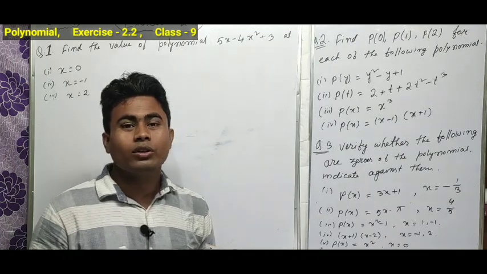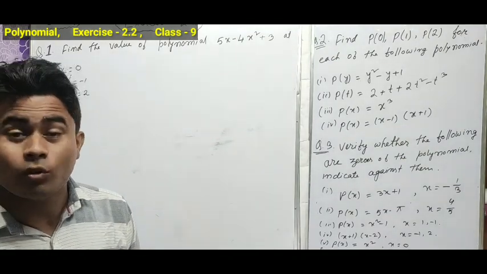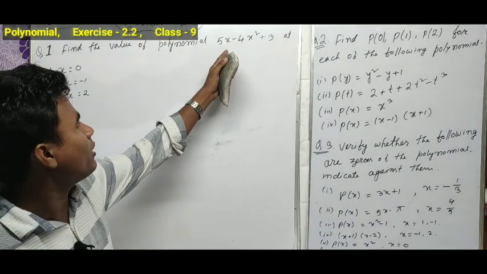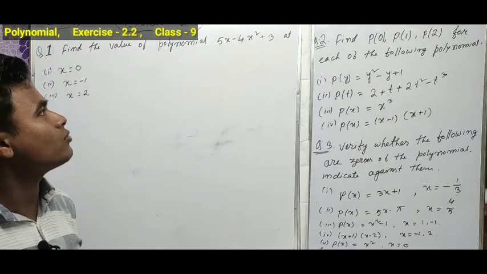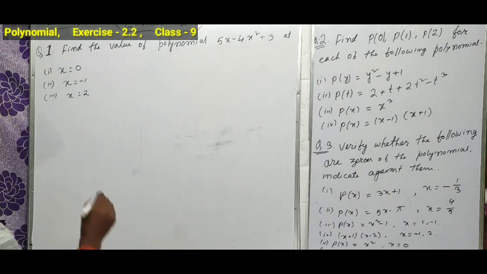So in this video we are going to discuss Exercise 2.2, Class 9, Polynomials. Okay, so the first question is: find the value of the polynomial 5x minus 4x square plus 3 at these values. Okay, so we will try to solve.